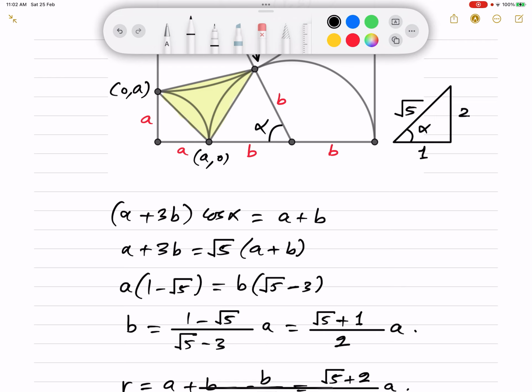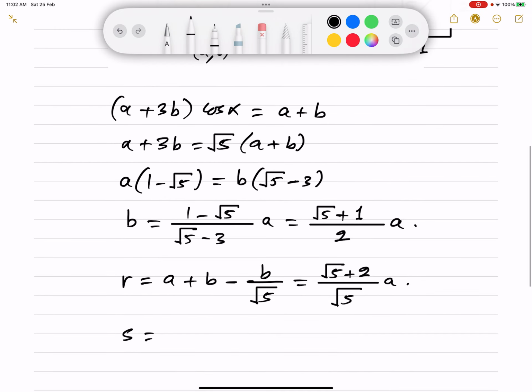So sine of alpha is 2 divided by the square root of 5. So it's twice basically b divided by the square root of 5. And we can again substitute b here as a function of a. So that's going to give us this final formula of s in terms of a, which is the square root of 5 plus 1 divided by the square root of 5 multiplied by a.